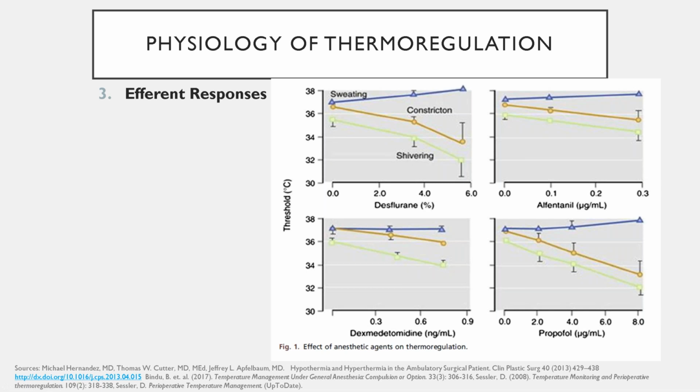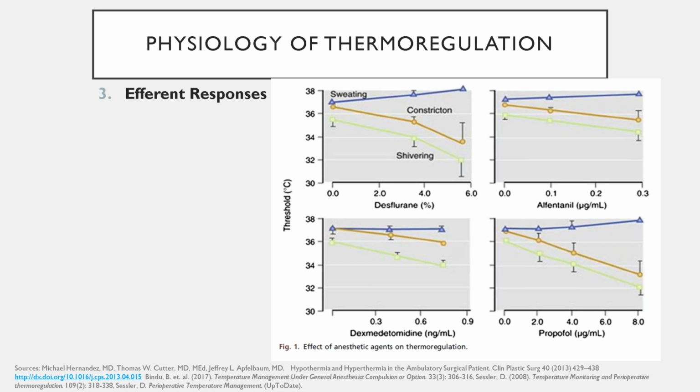several different types of anesthetic or analgesic agents, all of which are essentially showing the exact same problem, and more importantly, showing the problem in the direction of hypothermia. So what I mean by that is that if you look at these graphs, what you're seeing is that with increasing concentrations of various anesthetic agents, you have decreased effector responses, right? So you've got sweating, you've got vasoconstriction, and you've got shivering, okay?